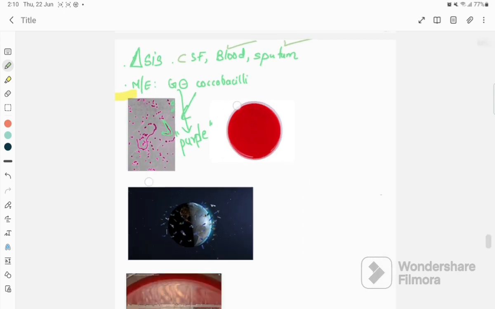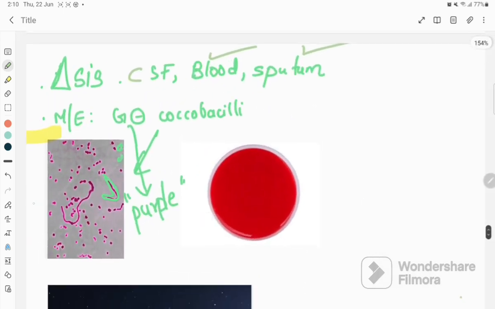In microscopic examination, you get to see a gram-negative coccobacilli. So H influenzae is a gram-negative coccobacilli.